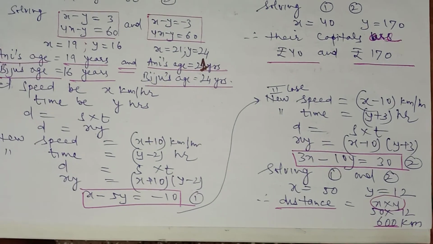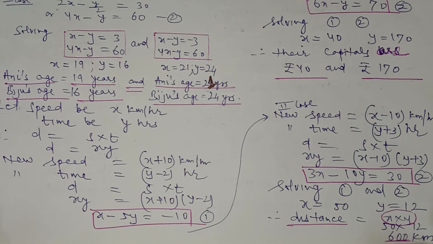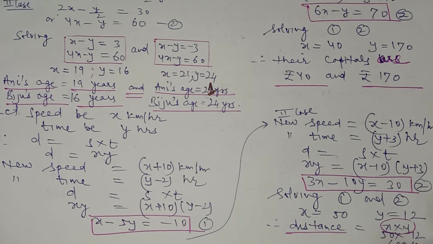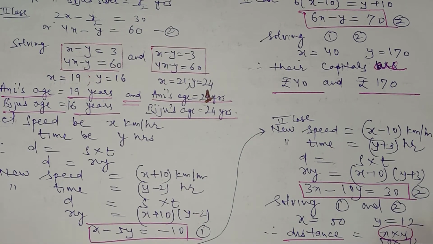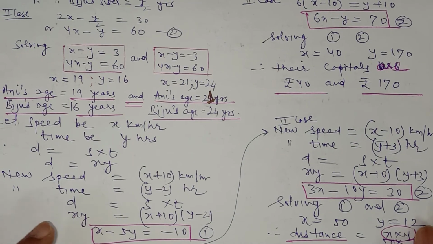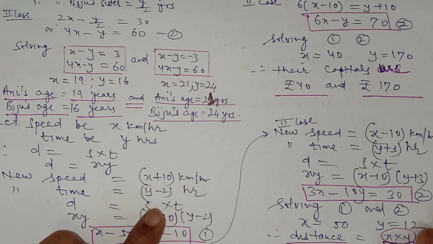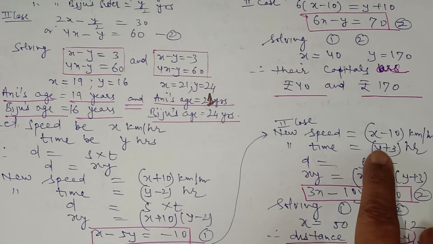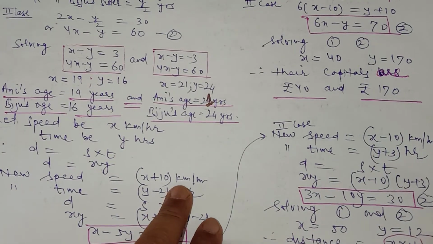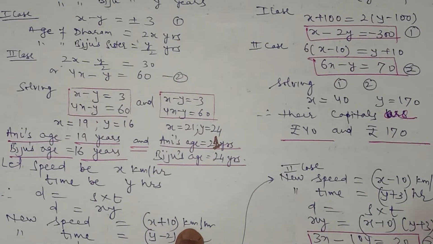Now to find the distance, we have let the speed be x kilometers per hour and the time taken be y hours. So distance equal to speed into time. In the first case, the speed is increased and time is decreased. In the second case, the speed is decreased and the time is increased. Distance equal to speed into time, we have used that condition.